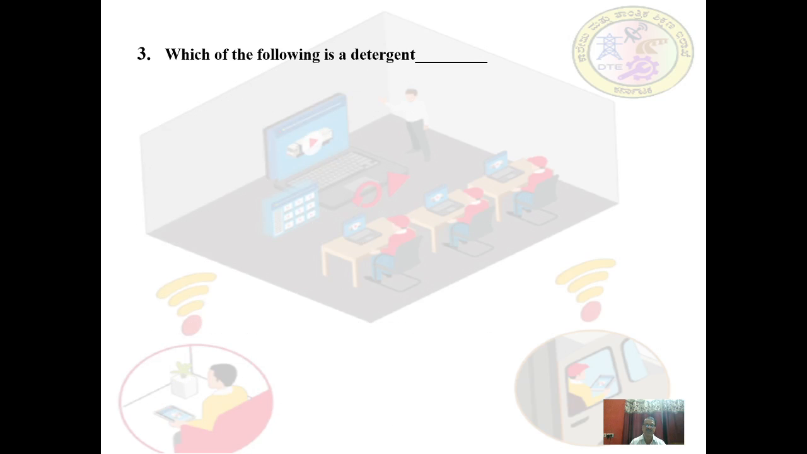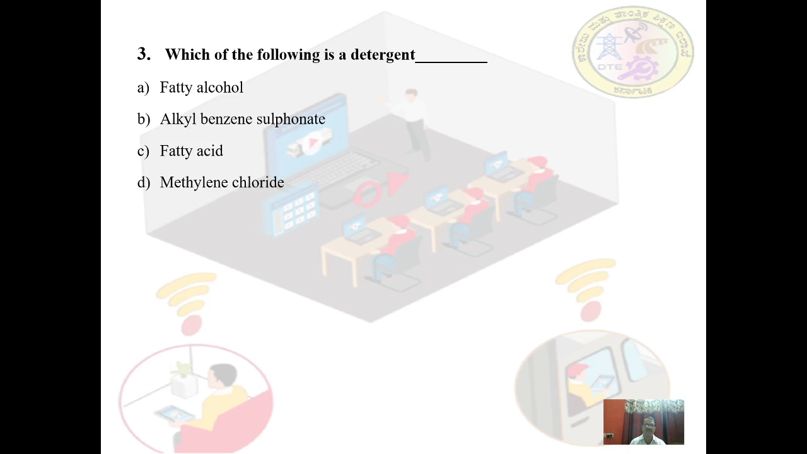Question number 3. Which of the following is a detergent? Option A. Fatty alcohol. Option B. Alkyl benzene sulfonate. Option C. Fatty acids. Option D. Methylene chloride. Right answer is option B. Alkyl benzene sulfonate.